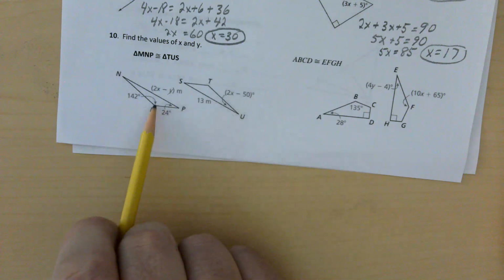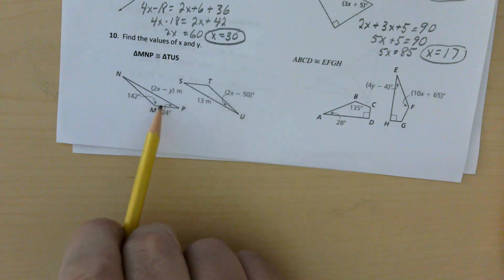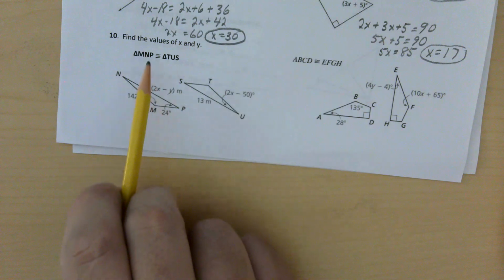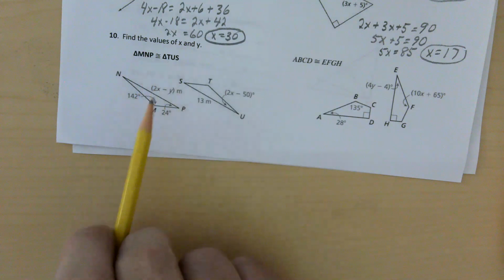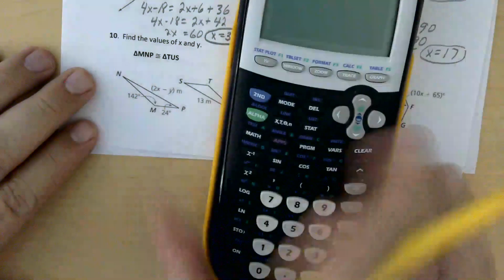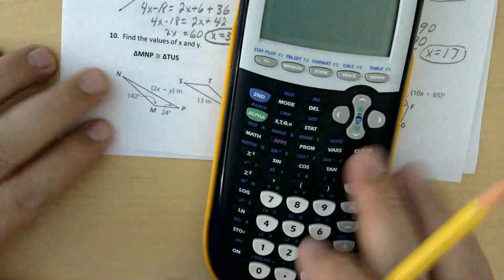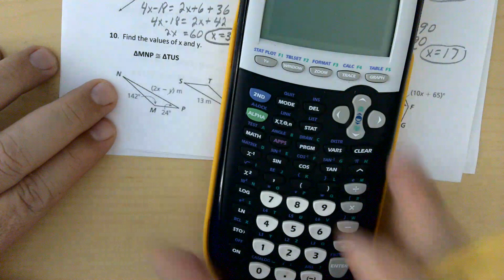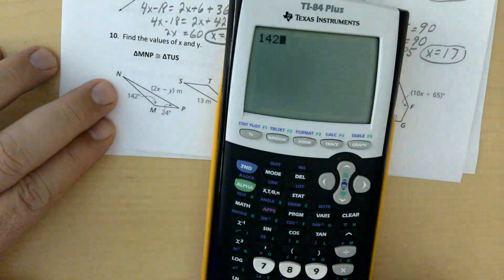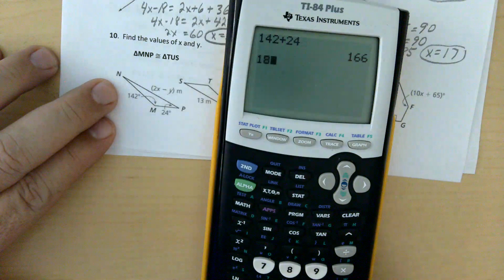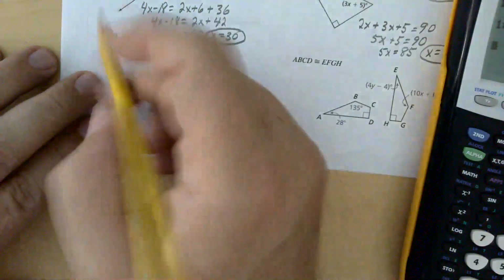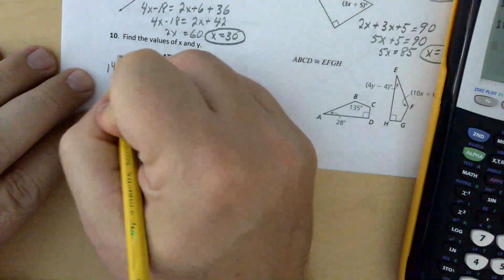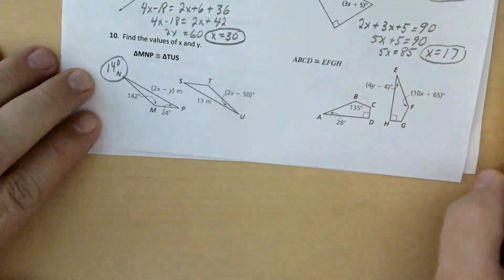So they gave us these two pieces, and I need you to know that n matches up with u. So the first thing I need to do is figure out what n is based on knowing we have a 142-degree angle. 142 plus 24. I'm going to take 180 minus 166, and I know it's 14. Okay, so n is 14.